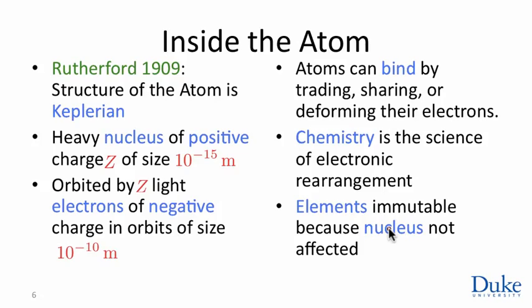A carbon nucleus specifies that this is going to be a carbon atom because it has the right charge. Set it out somewhere and it will acquire electrons until it is neutral. So a nucleus identifies the chemical structure of the element. And because the nucleus does not participate in these electronic rearrangement issues, elements are immutable, and the project of alchemy of converting the element gold into the element lead or the other way around is completely hopeless.